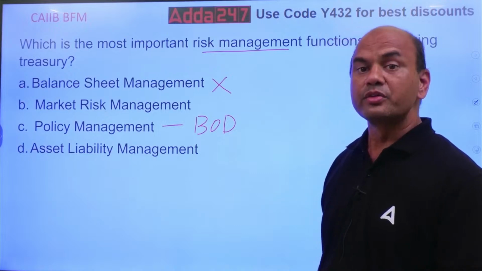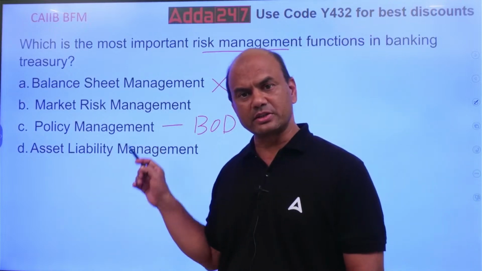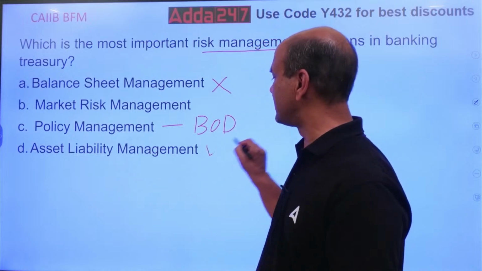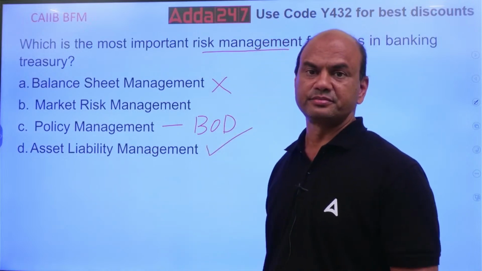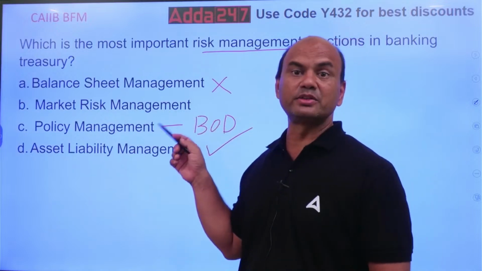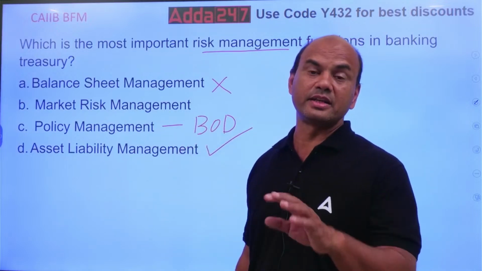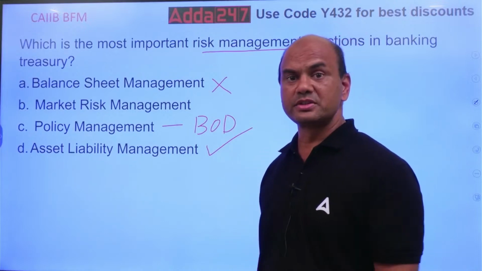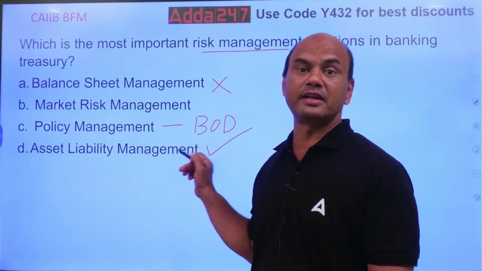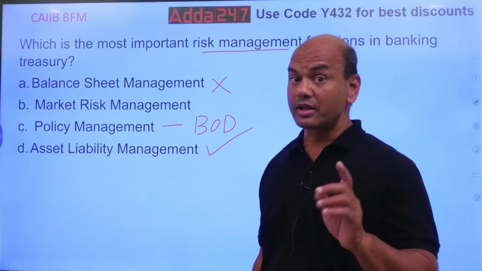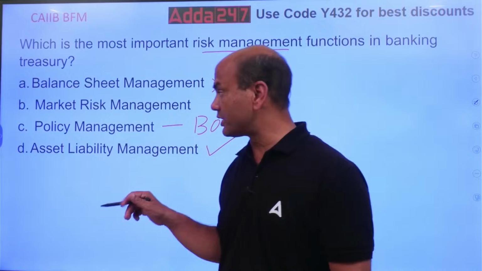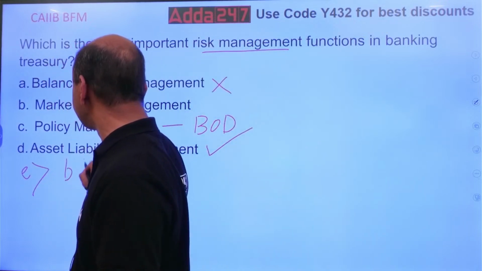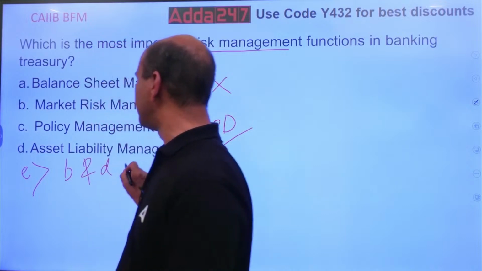So in the exam, whenever you get such options, the best answer here is ALM, asset liability management. Because market risk management is not only related to treasury, it is related to others also, to your loans, but specifically for treasury, asset liability. But if you get an option saying E, B and D, then the option will be E.